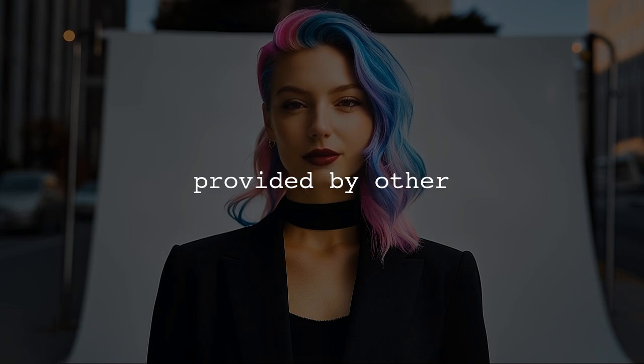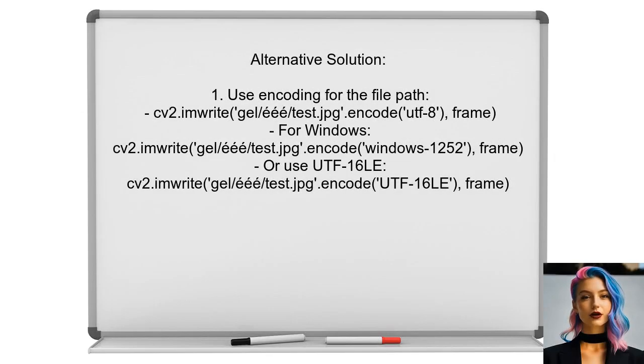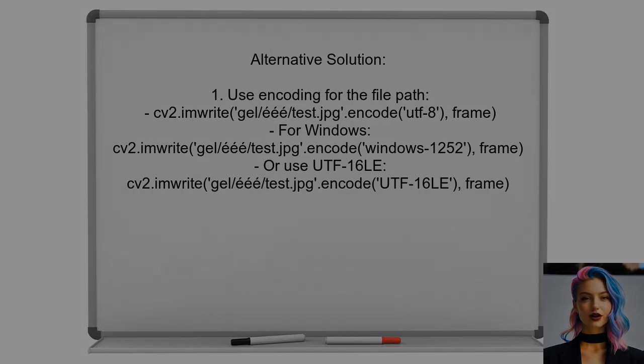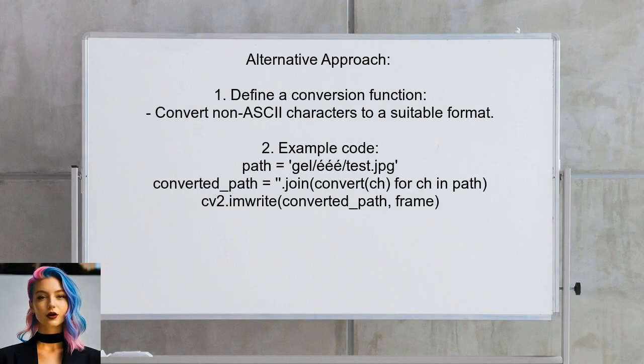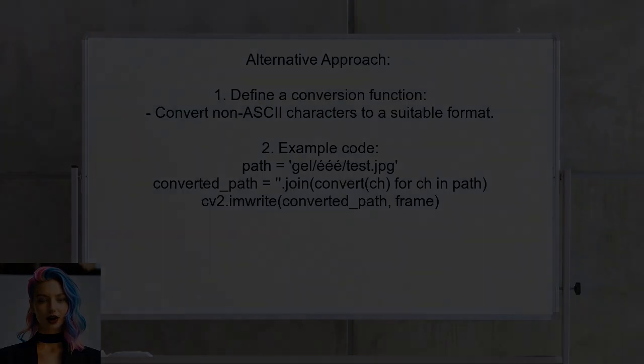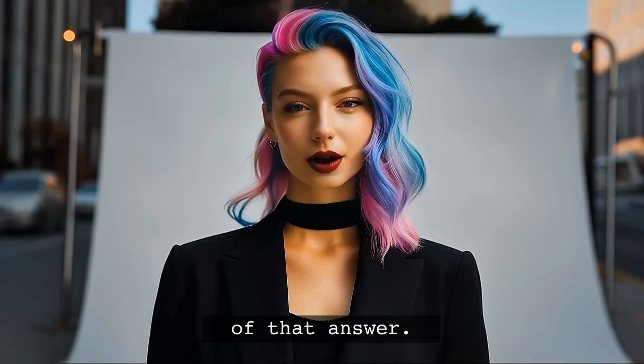Now, let's look at the answers provided by other users. An alternative solution from another user suggests encoding the file path to handle special characters. You can use the encode method with UTF-8, or for Windows, try encoding with Windows 1252 or UTF-16LE. If those methods don't work, another approach is to convert the path to a format that OpenCV can handle. This involves creating a function to convert non-ASCII characters into a suitable representation. That's the end of that answer.